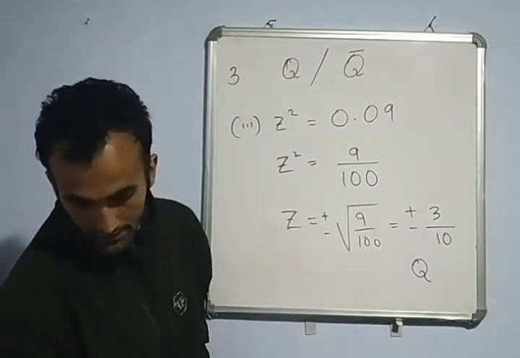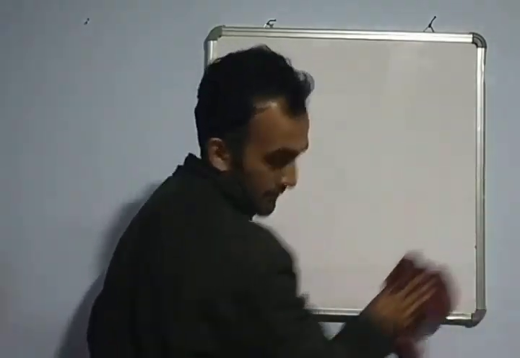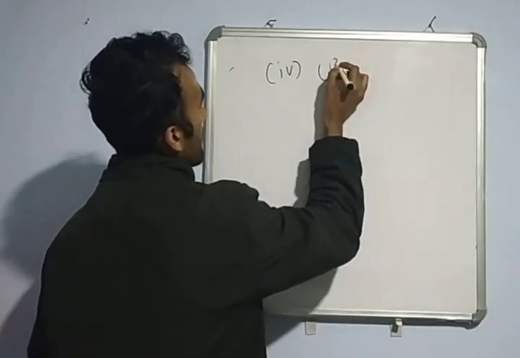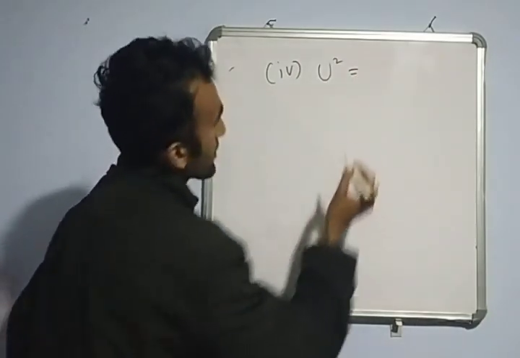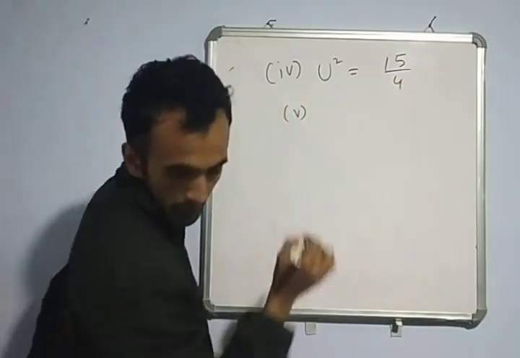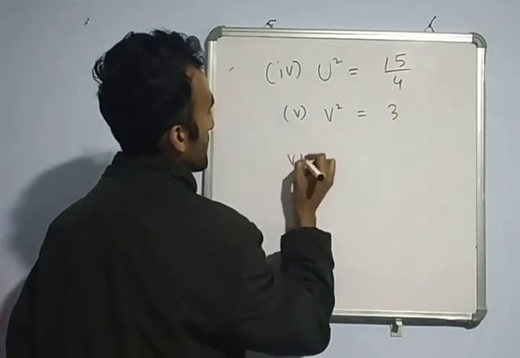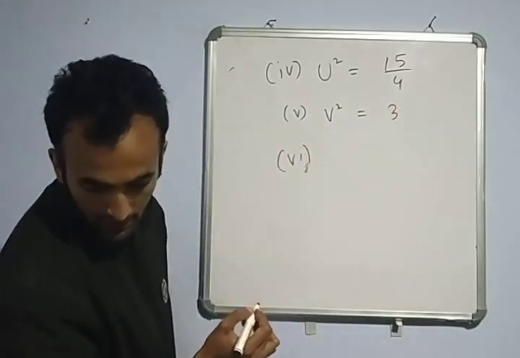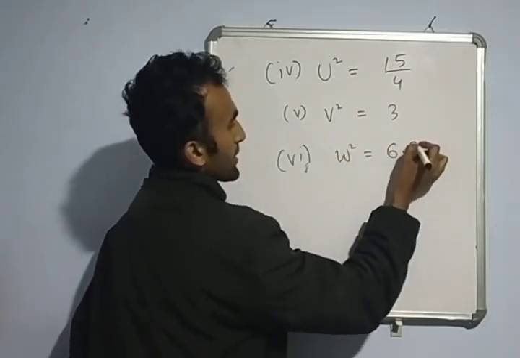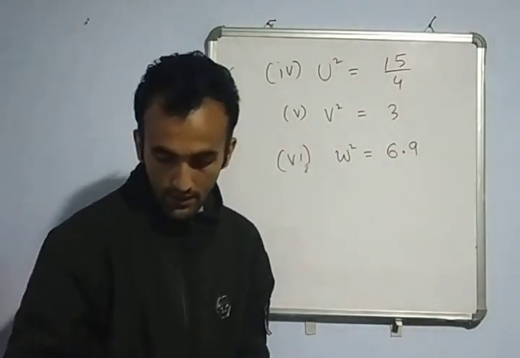Now I'll go to the next sum. Sum number 4, you give me the answer by yourself in the comment box: 15 by 4. Sum number 5, also you try: V square equals to 3. Sum number 6, also you try: W square is equal to 6.9. These 3 sums you try and comment in the comment box.